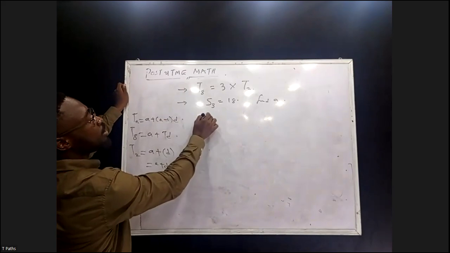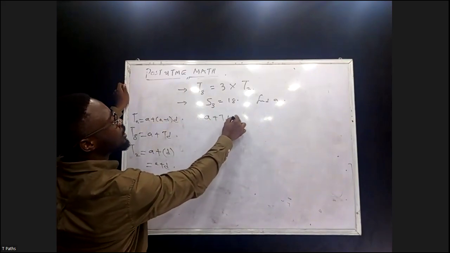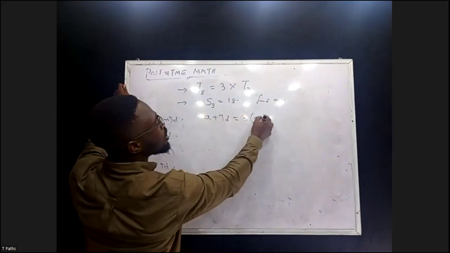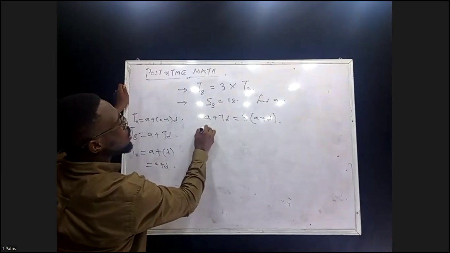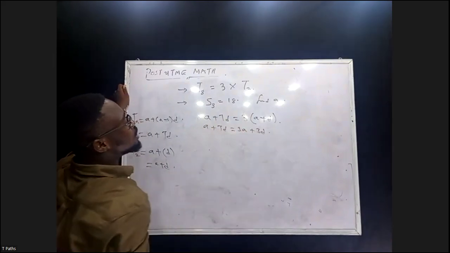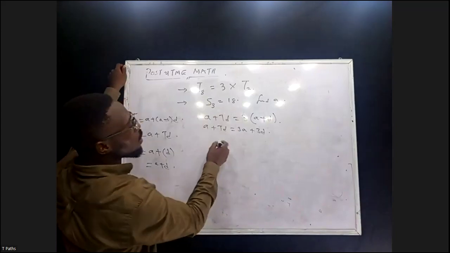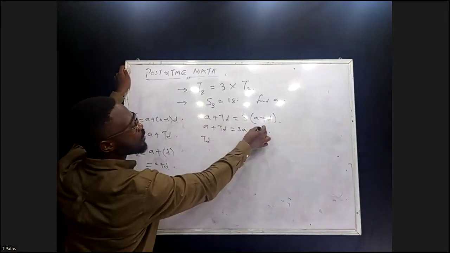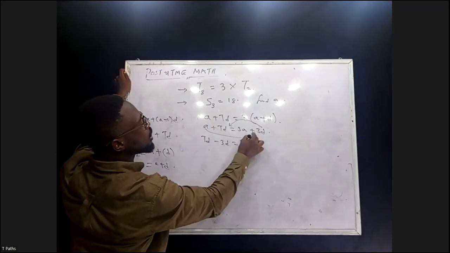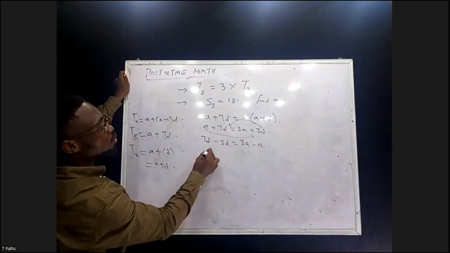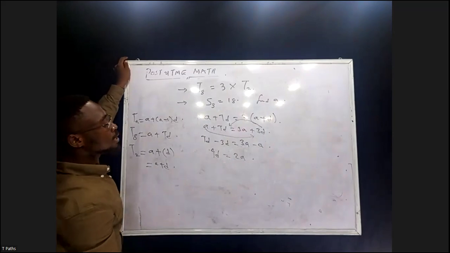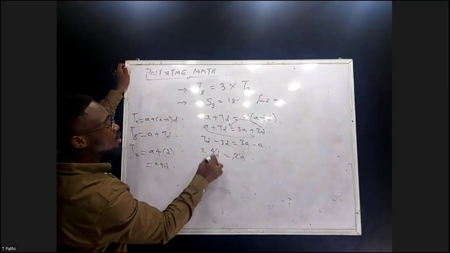So the 8th term is A plus 7D, and it is 3 times the second term, which is A plus D. So what do I have? A plus 7D equals 3A plus 3D. I can collect like terms. If I bring 3D here, that will be minus 3D, and if I bring A here, that will be minus A. What do I now have? 4D equals 2A. 2 will cancel out.